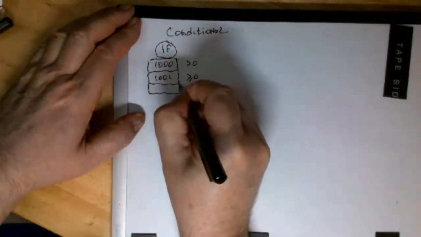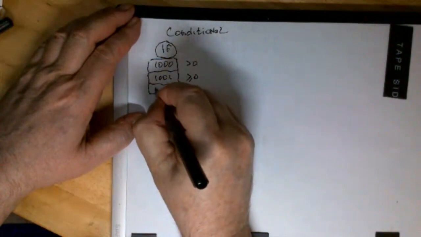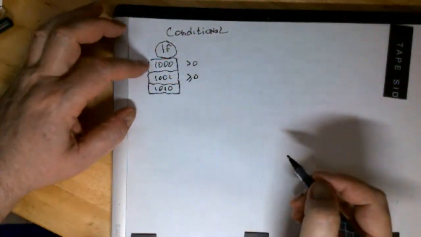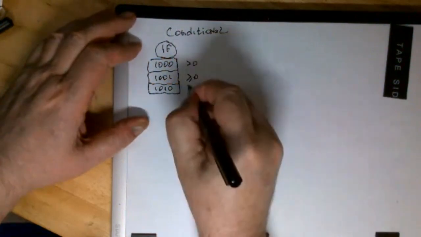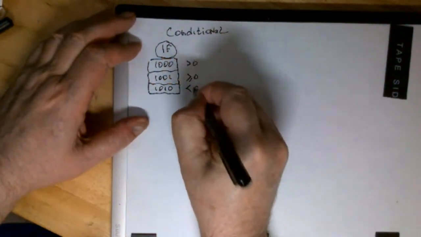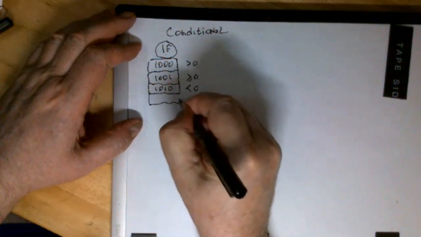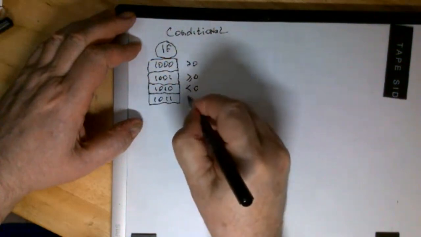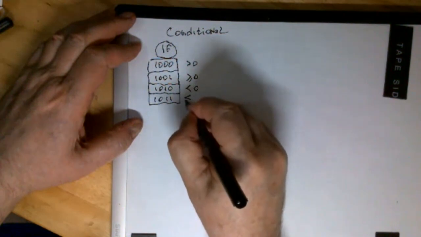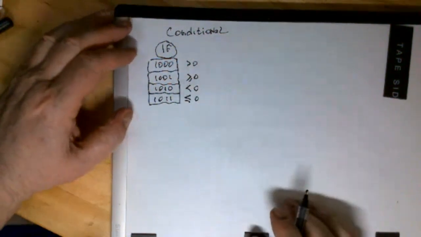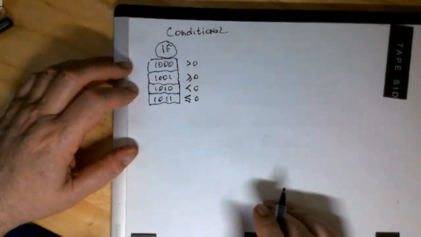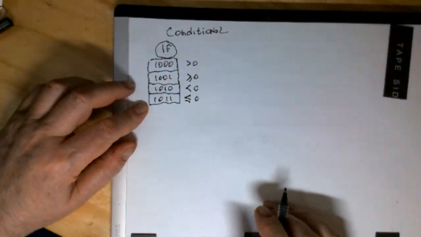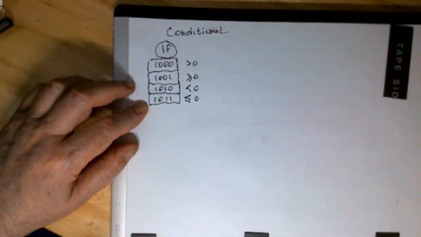Next operation will be 1010. That is digital code of operation not greater than 0. And that will be 1011. That will be not greater or equal 0. So folks, this is functions of operation if.